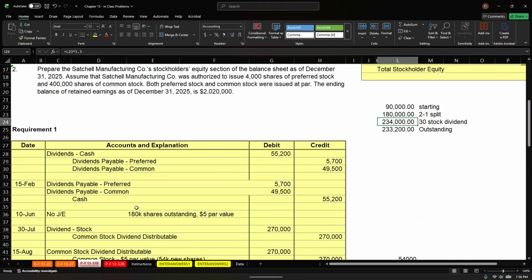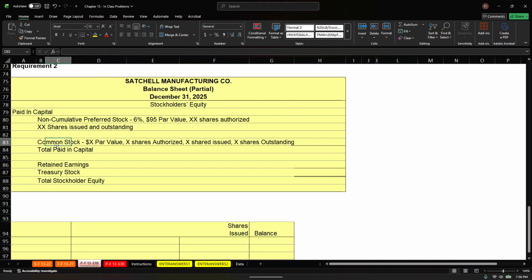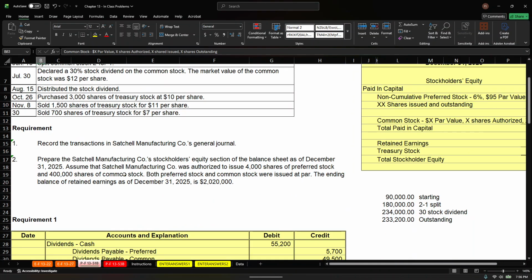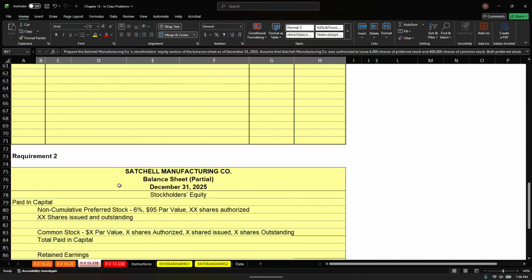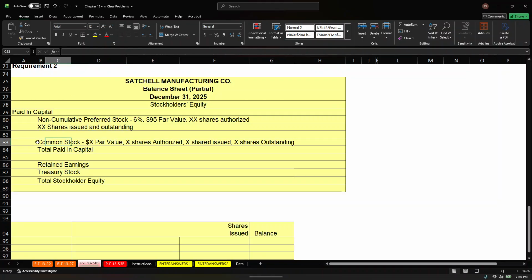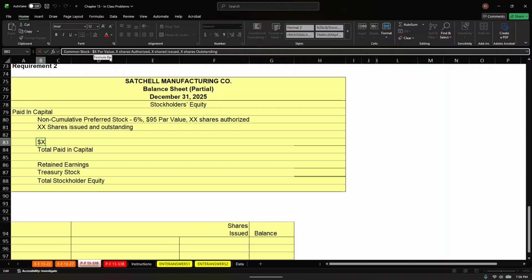Okay, so I can now populate part of this. It's giving me some information here. 400,000 shares of common stock were authorized. So if I go here, I can now start filling this in. The par value is $5. I know that from the original 10, and then after the stock split, it goes to 5. 400,000 are authorized. The number of issued was 234,000.